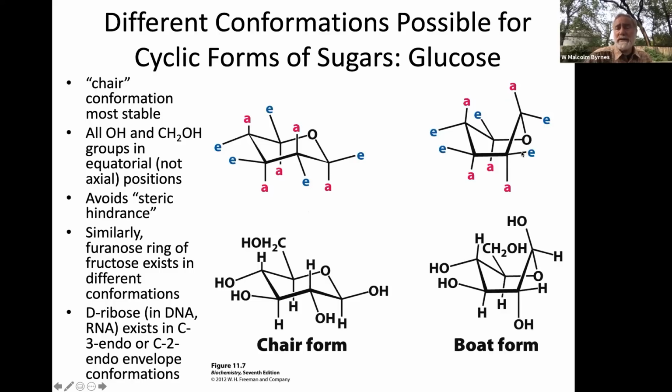In the boat form, it's different. Okay, when glucose goes into the boat form, you can see how, look at this OH, and that OH is up there. We've got some different larger groups now in axial positions where there can be steric clash, steric hindrance, right? That's why this is less preferred. Boat is energetically less preferred than chair. Both can form. It can exist in both, but certainly the equilibrium distribution would be skewed toward the chair form, okay?